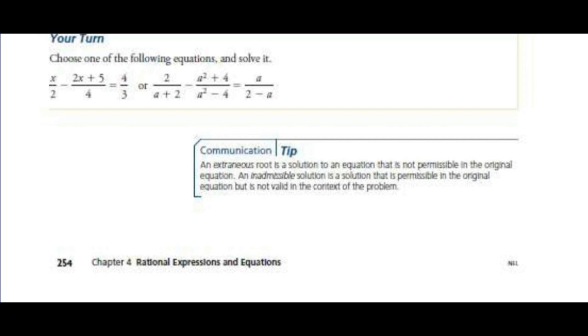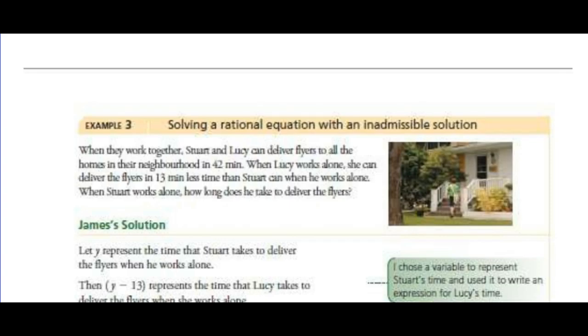It's extraneous if it just doesn't solve the problem. It's one of the non-permissible values. It's inadmissible if you end up saying the length should be -3 centimeters. No, we can't have -3 centimeters. Or the time is -4 minutes. No, that doesn't happen either. We're starting our time at 0, not at -4.